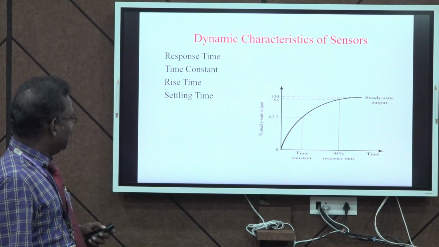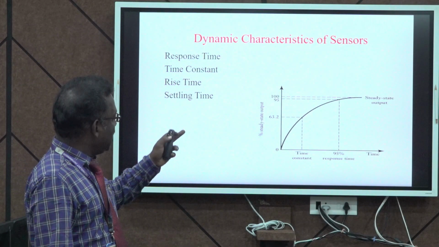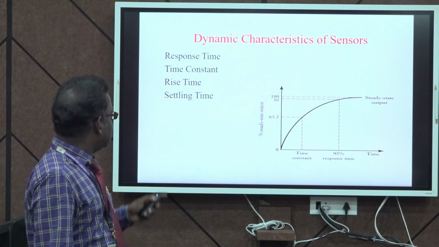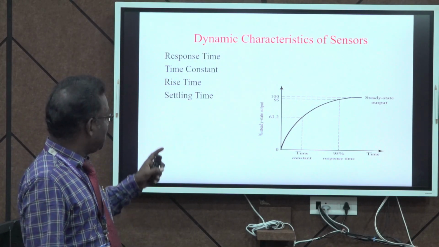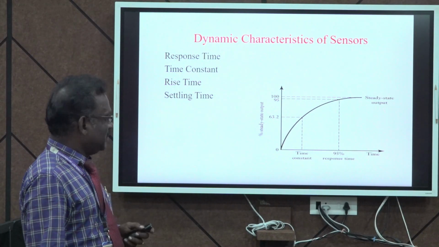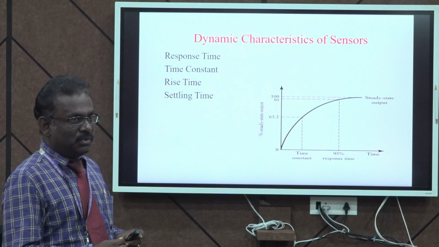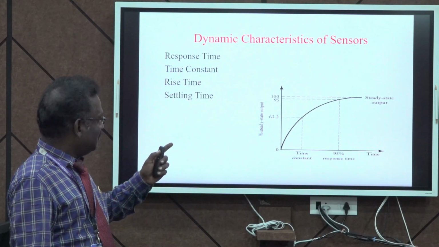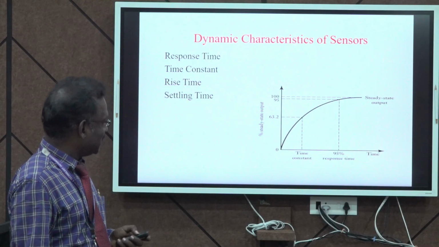Here the response time is nothing but the time taken by the sensor to generate 95% of the steady state value after the input is applied, whereas the time constant is the time taken by the sensor to produce 63.2% of the steady state output after giving the input. The rise time is another time parameter. It is the time taken by the sensor to generate the output to 90% of the steady state output, whereas settling time is the time taken by the sensor to reach 100% of the output value. So these 4 are the dynamic characteristics of the sensor.